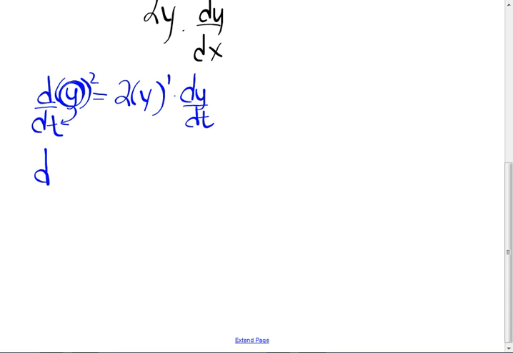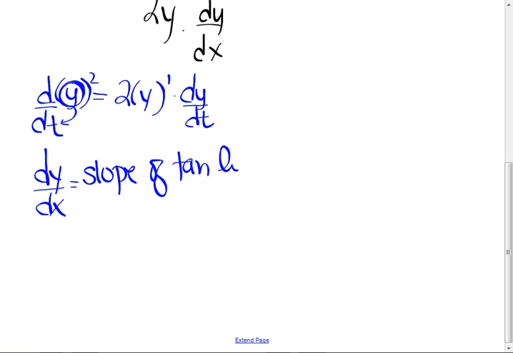Why do I want dy/dx? What is that? It's the slope of what? Of the tangent line. That's why I want it. I could do the derivative of y with respect to star, with respect to anything I want.